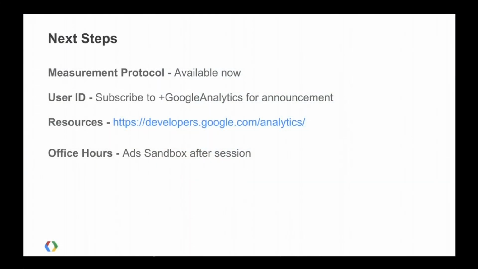So there's a couple key things here of when this stuff's available. The measurement protocol is available now. What that means is everybody here after this session should go look at our developer docs and implement Google Analytics in your applications. The second thing is user ID. That's coming soon. Subscribe to our Google Analytics Plus channel, and we'll announce when it's available for trusted testers. Finally, all our developer documentation is on developers.google.com/analytics.